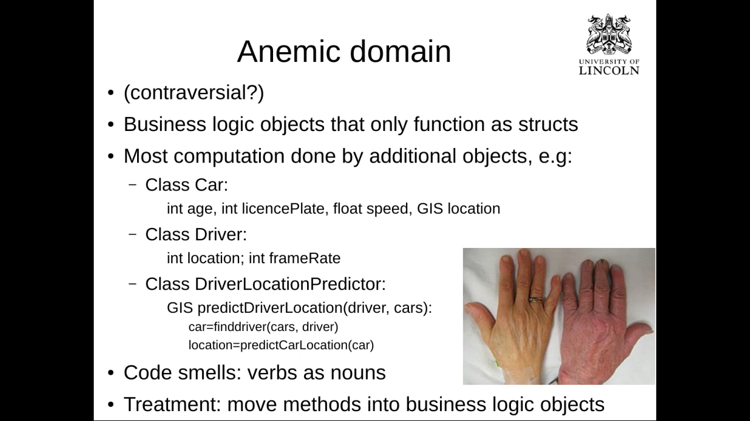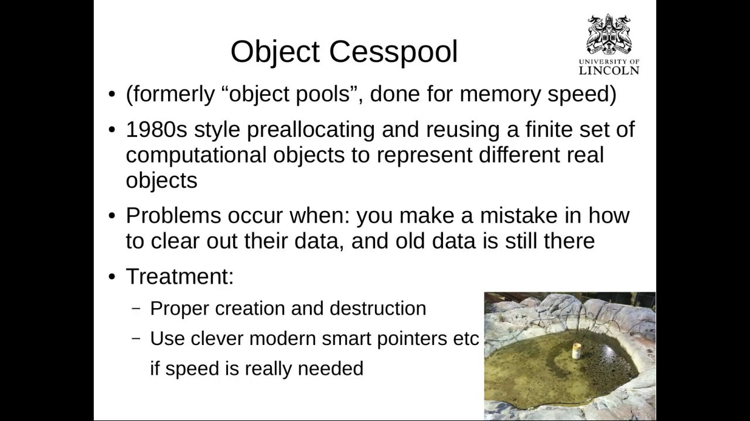Object cesspools. Before these were considered an anti-pattern, they were once considered a good thing and known as the more polite object pools. And this was a programming optimization usually done for memory access speed. And it was done especially in 1980s style code, when it was considered expensive in time to be constantly creating and destroying objects, because creation and destruction operators take time, especially for real-time systems. You might still find this being done.